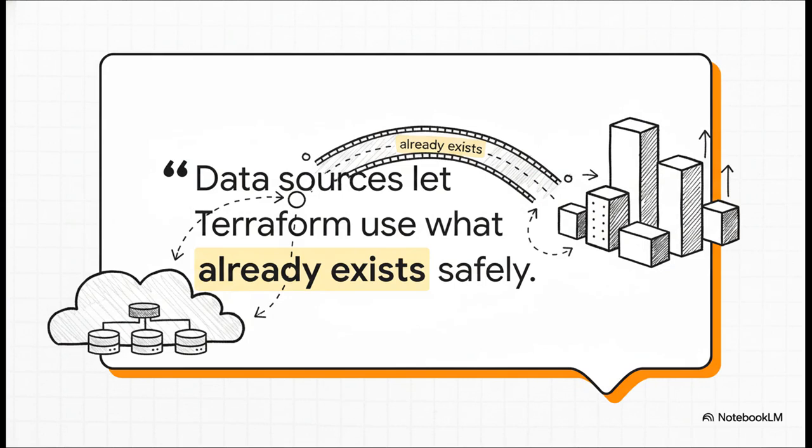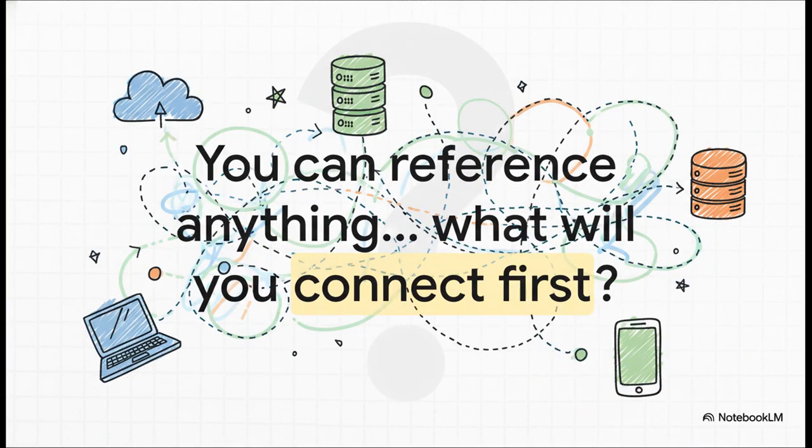So look, if you only take away one thing from this entire explainer, let it be this simple, powerful idea. Data sources let Terraform use what already exists, and they let you do it safely. They're the bridge between the new world that Terraform is building and the world that was already there. So now, with data sources in your toolbox, you literally have the power to connect your new infrastructure to anything that's already running in your environment. The question isn't, can you do it anymore? The question is, what are you going to connect first?